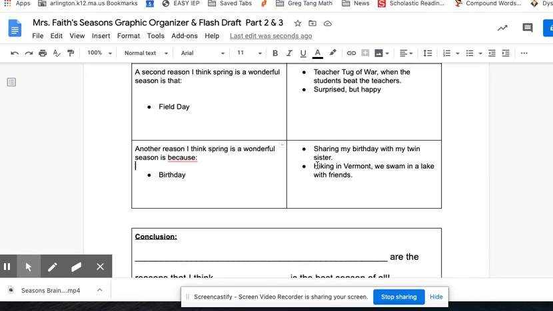So a mini story that I am going to write about in my rough draft is the time that for our birthday, we went hiking in Vermont. We swam in a lake with our friends. So again, that's a really convincing reason that spring is awesome. I get to celebrate my birthday with my twin sister, and here's some fun things that we've done. All right, so those are my 3 reasons.